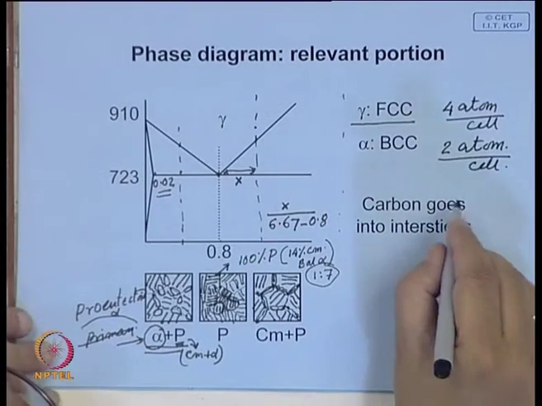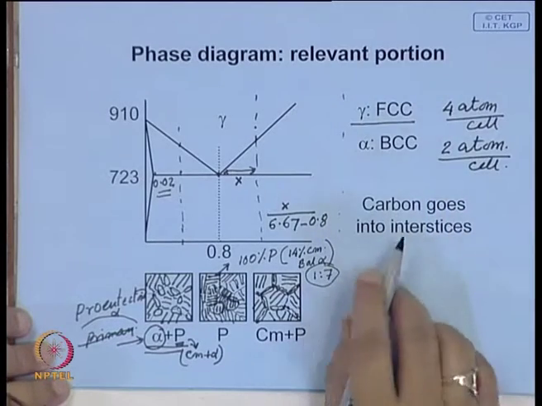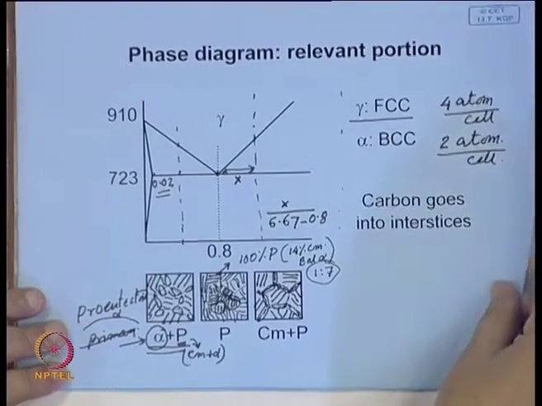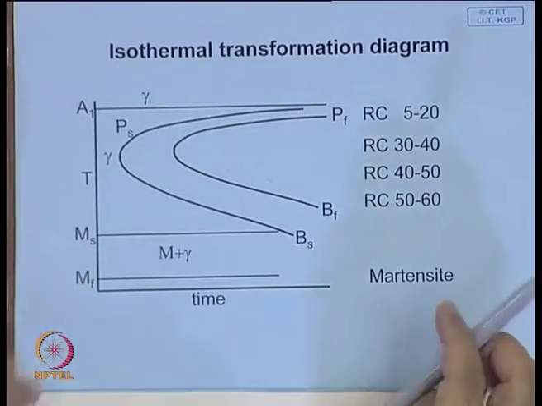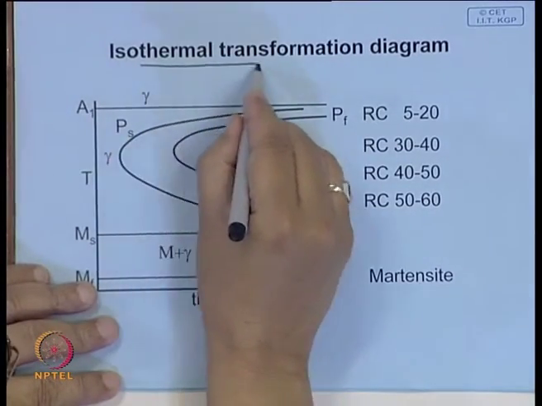And then carbon, where does it go? Amount of carbon, it goes into the interstitial sites, which we will see in subsequent figures. And we have also seen, defined, what is an isothermal transformation diagram.